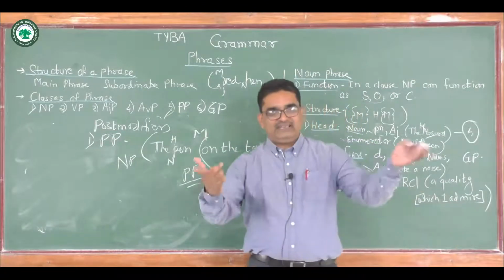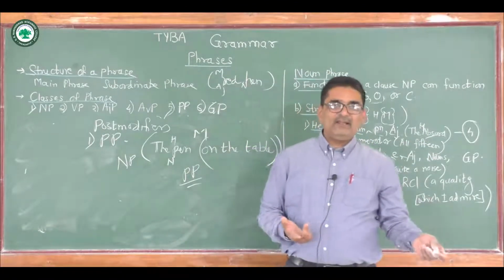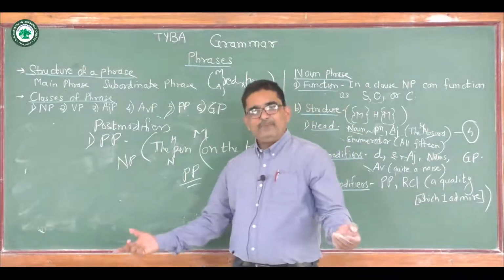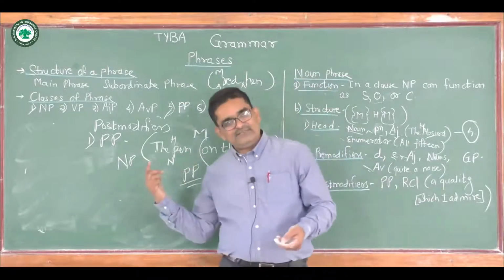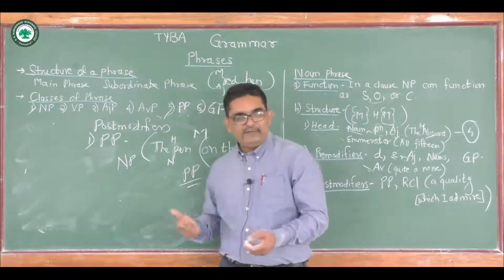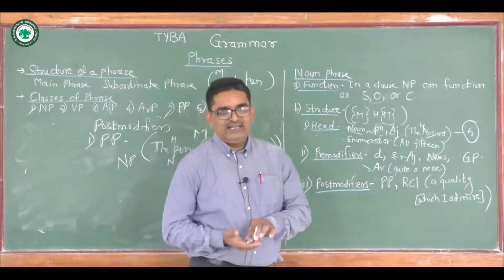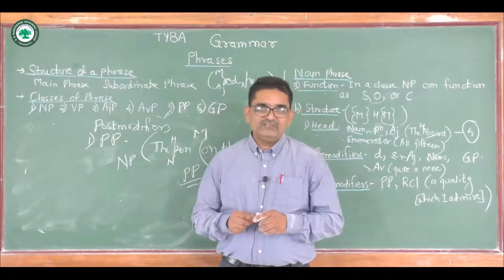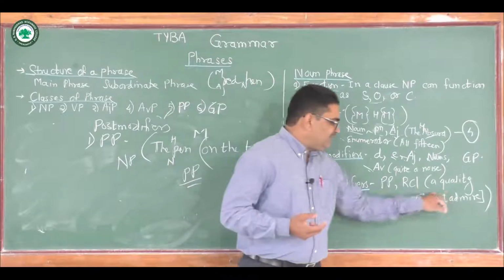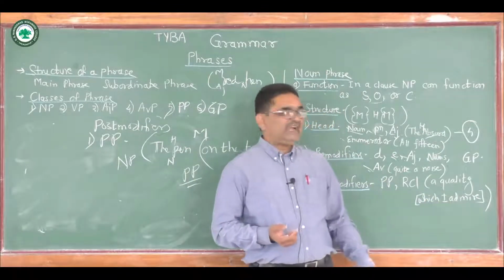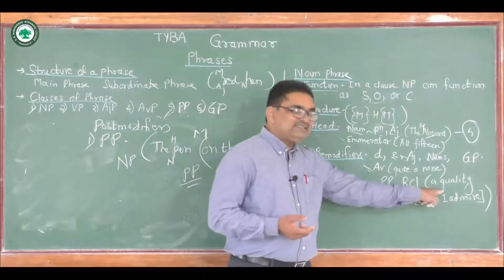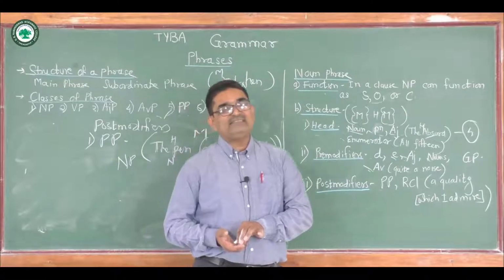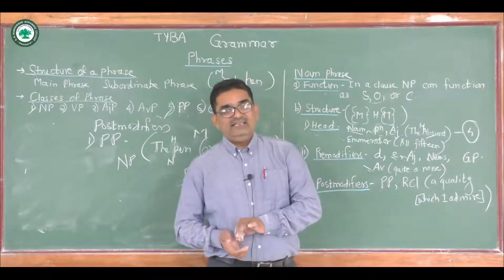So the boy on the street, the camera on the wall, Ram in the classroom. Likewise, we can go on adding examples. And lastly, the relative clause. It comes in the noun phrase also. I have given one example here: a quality which I admire. This entire thing is a noun phrase, but at the same time, the relative clause is a post modifier.